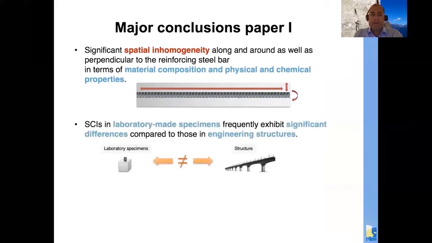The second conclusion was that the steel-concrete interface in laboratory-made specimens can often be very different compared to the conditions found in engineering structures. And this is very important because most studies on corrosion of steel in concrete in the literature were made on laboratory specimens rather than on structures. And if we now know that the steel-concrete interface can be very different there, of course, this questions the applicability of results found from laboratory studies to structural conditions.